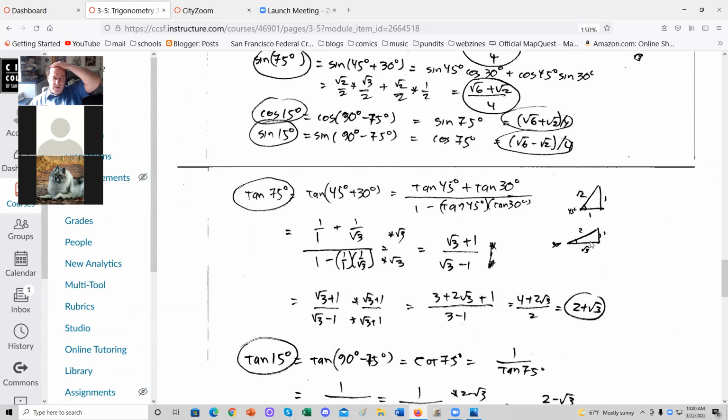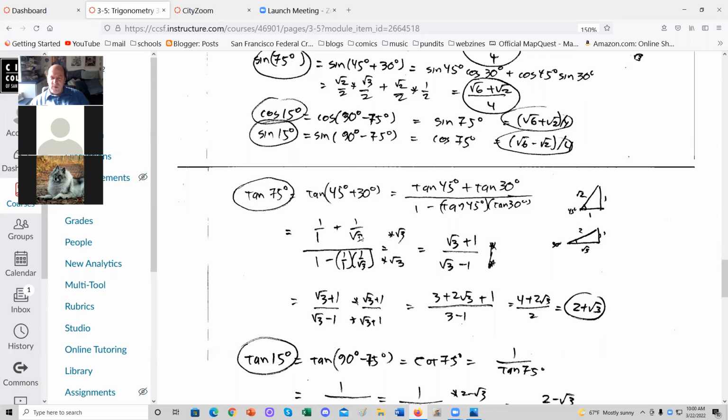All right, tangent of 75 degrees, well, 45 plus 30 degrees. Okay, so use the tangent addition rule. Tan 45 plus tan 30 over 1 minus tan 45 tan 30. Tan 45 is 1, it goes here and here. Tan 30 degrees is 1 over root 3, goes here and here. So you get this mess.